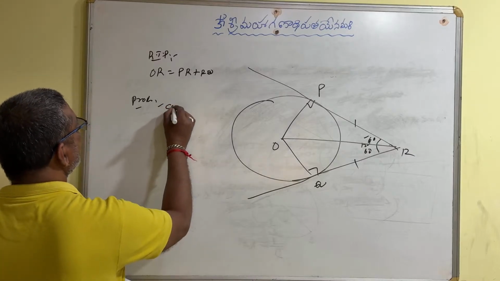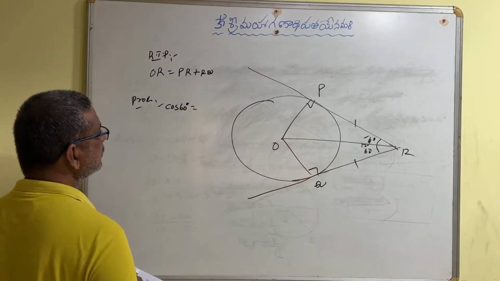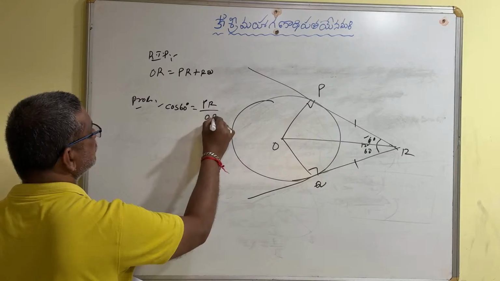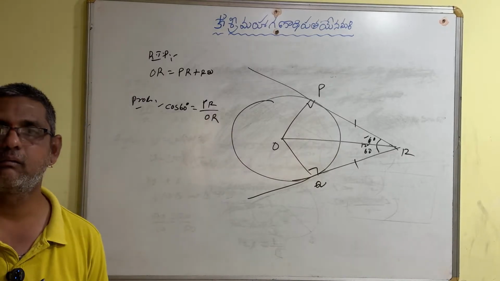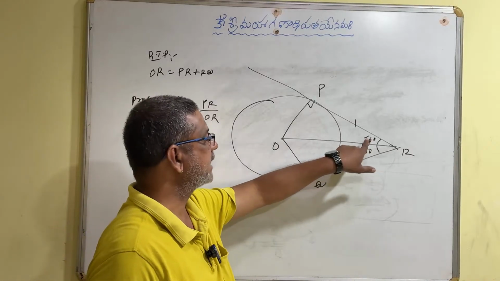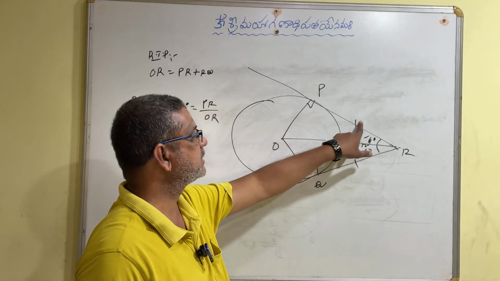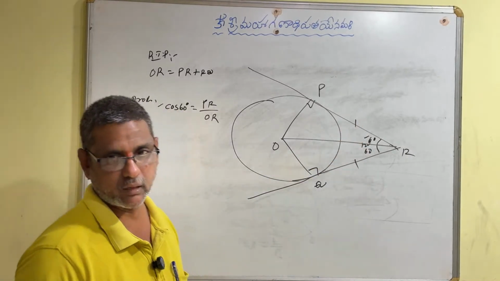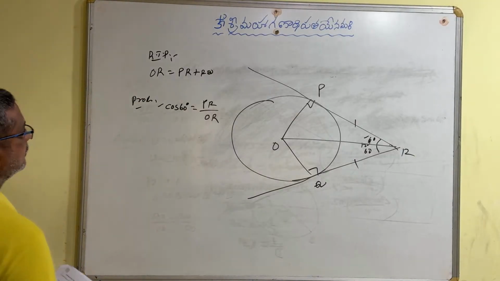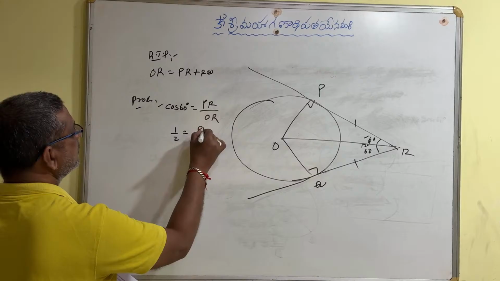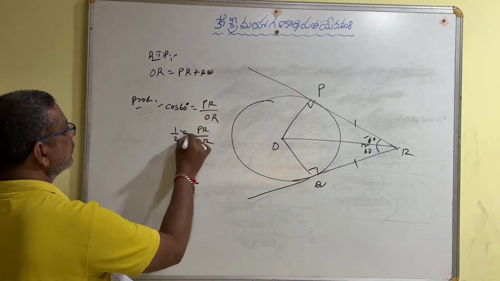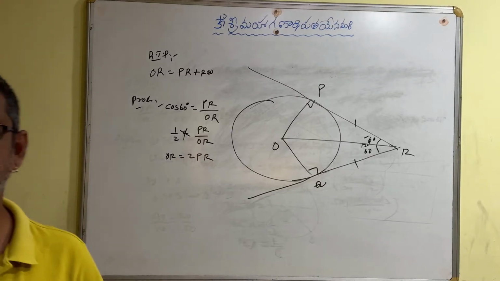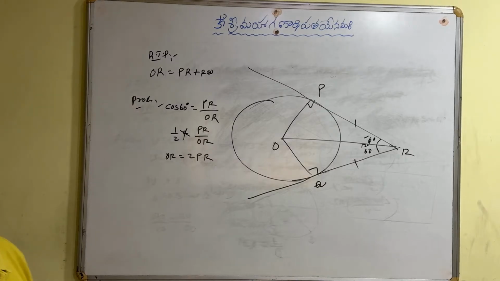Yeah, cos 60 degrees. Side adjacent to angle 60 degrees by hypotenuse. With respect to this angle, this is the side adjacent to 60 degrees and this is the hypotenuse. Adjacent by hypotenuse is nothing but cos 60, and we know cos 60 is 1 by 2. So cross multiply, OR is equal to 2 PR.